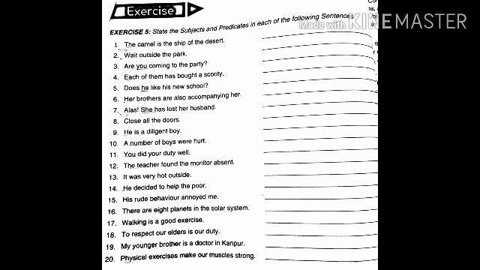Next question. Each of them has bought a scooty. Come on, identify the verb here. The verb is bought. Who has bought the scooty? Each of them. So each of them will become the subject and the remaining will become the predicate.